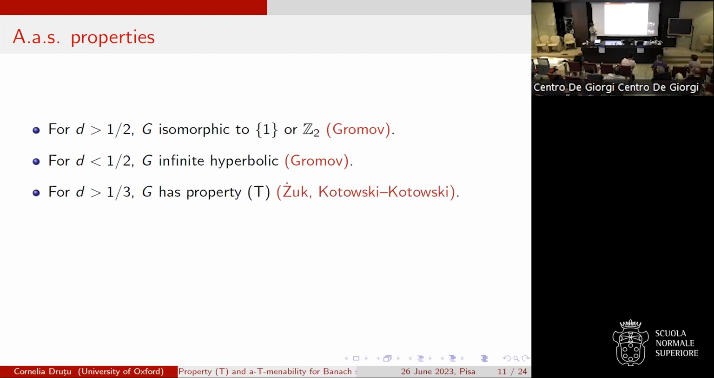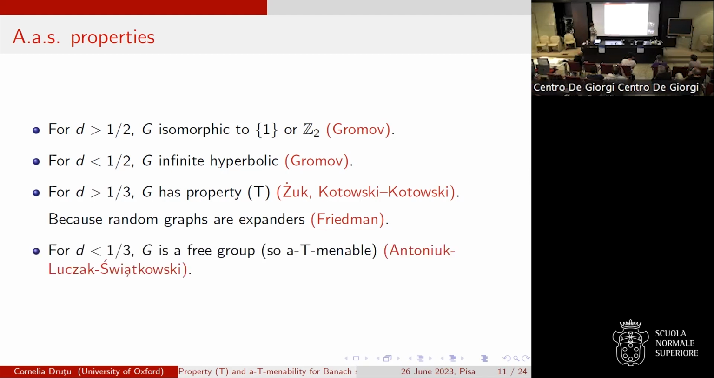And in terms of property T, it's a theorem of Żuk, with more detail and improvements brought later by the two brothers, Kotowski and Kotowski. If the density is at least a third, then the group has property T, asymptotically almost surely. The reason for that is that in the corresponding graph model, random groups are expanders with a very good lower bound on the first eigenvalue.